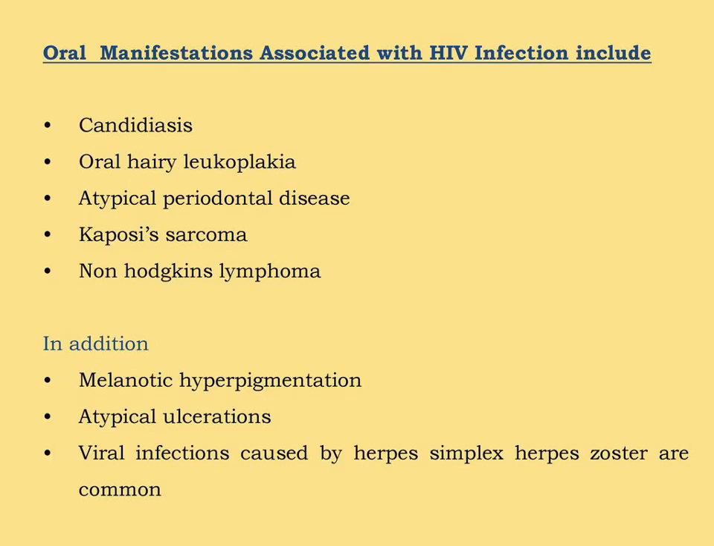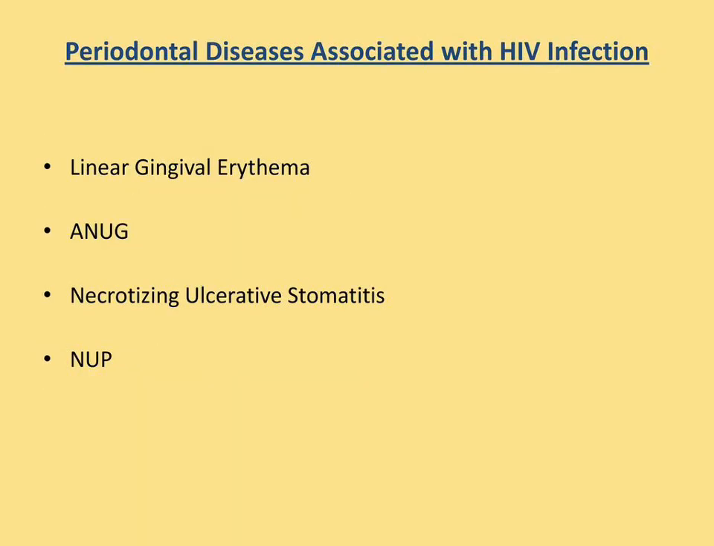Oral manifestations associated with HIV infection include candidiasis, oral hairy leukoplakia, atypical periodontal disease, Kaposi's sarcoma, and non-Hodgkin's lymphoma. In addition to that, melanotic hyperpigmentation, atypical ulceration, and viral infections caused by herpes simplex virus and zoster are common. Periodontal diseases associated with HIV infection are linear gingival erythema, acute necrotizing ulcerative gingivitis, necrotizing ulcerative stomatitis, and necrotizing ulcerative periodontitis.